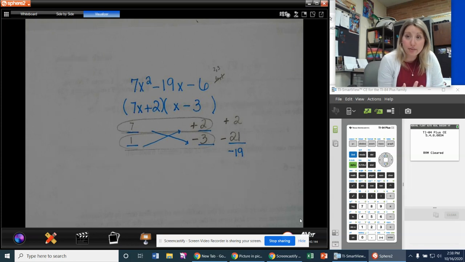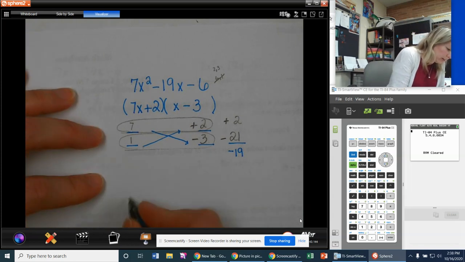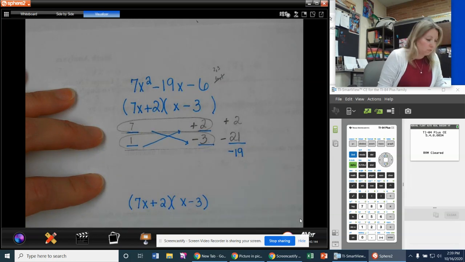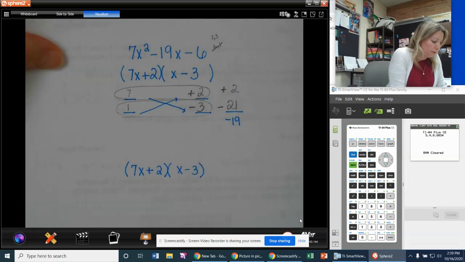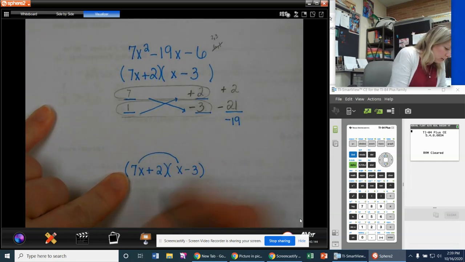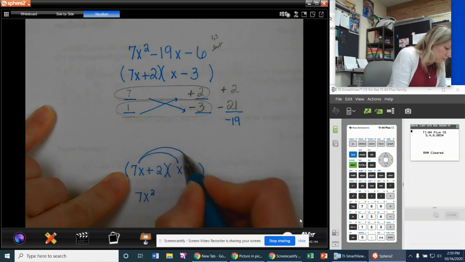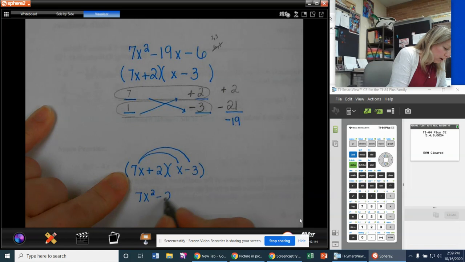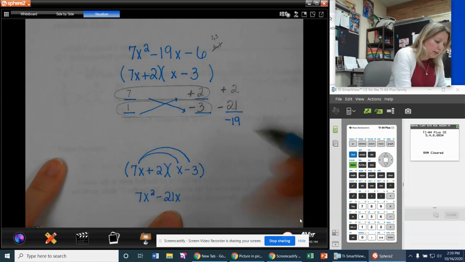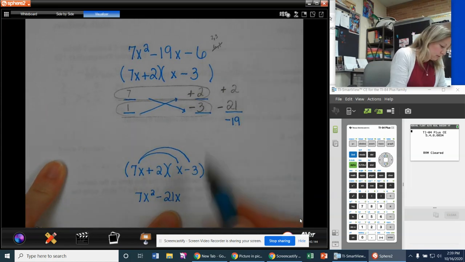How can I check that? Well, there's a couple of ways I can check that. The main way that I check it is to FOIL it and make sure that it works. So I'm just going to check it out, FOIL. 7x times x is 7x squared. Okay, that's good. 7x times negative 3 is negative 21x. Oh, I had a negative 21 right there.